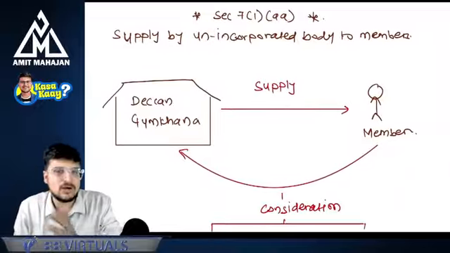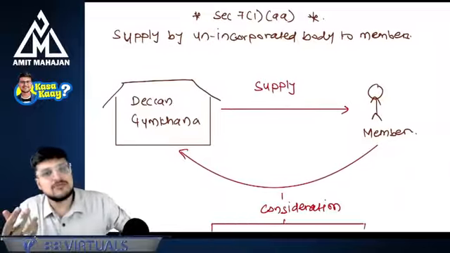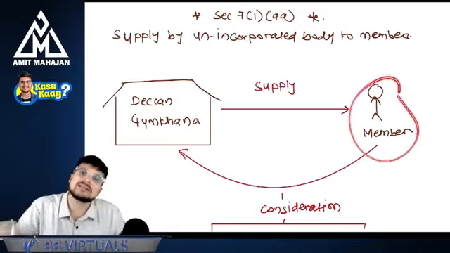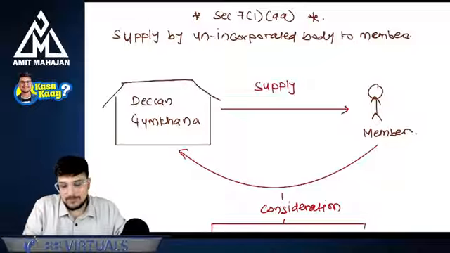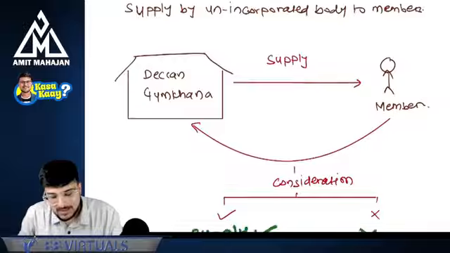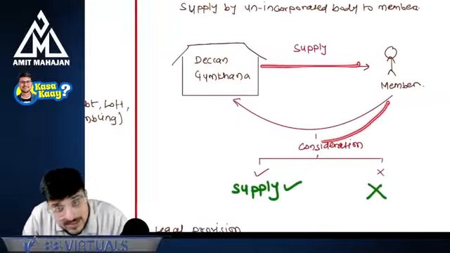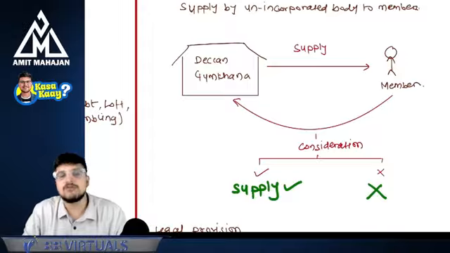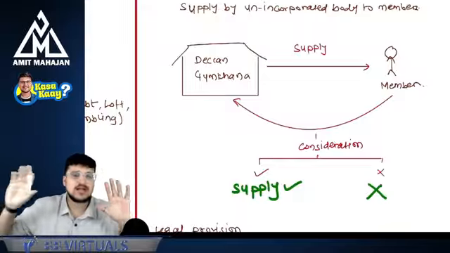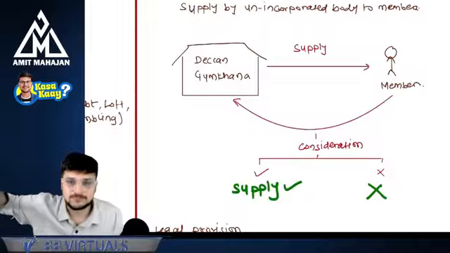Because before introduction of this section, there was a stand which was taken that Gymkhana, that is the unincorporated body, and members are the same. So any supply between them should not be taxable. But they said it is not like that. When an unincorporated body provides any supply and consideration is charged, it will be considered as supply. Understanding? Members and Deccan Gymkhana, that is the unincorporated body, both are different.